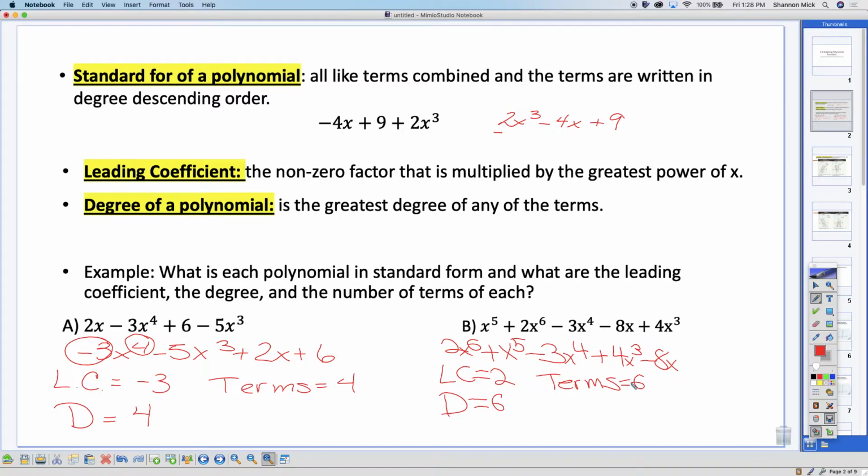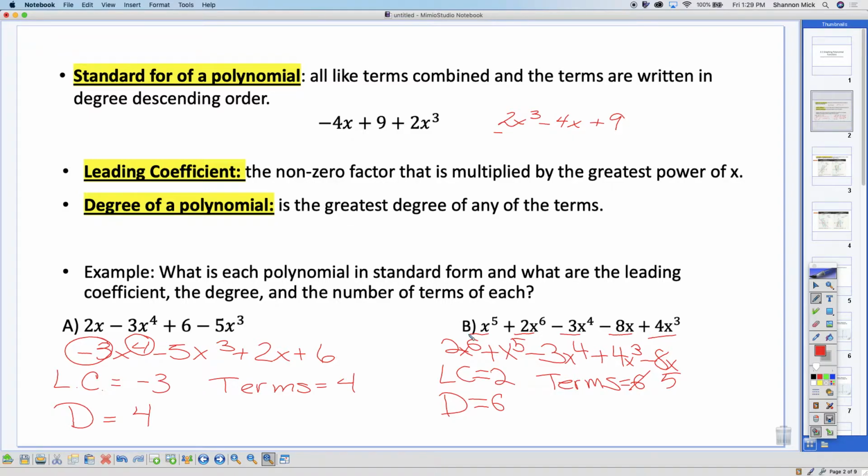Okay, so where did he get a leading coefficient of 2? That's the 2x to the 6th at the beginning. The highest degree is what? 6. And the number of terms is? 1, 2, 3, 4, 5. Terms are separated by addition and subtraction, not multiplication.